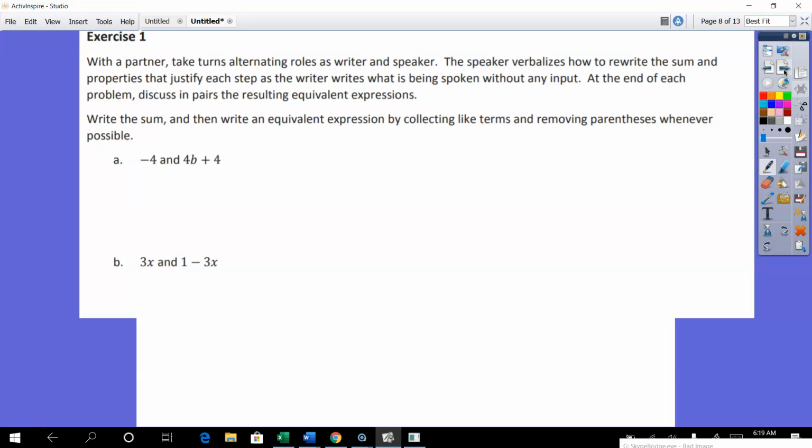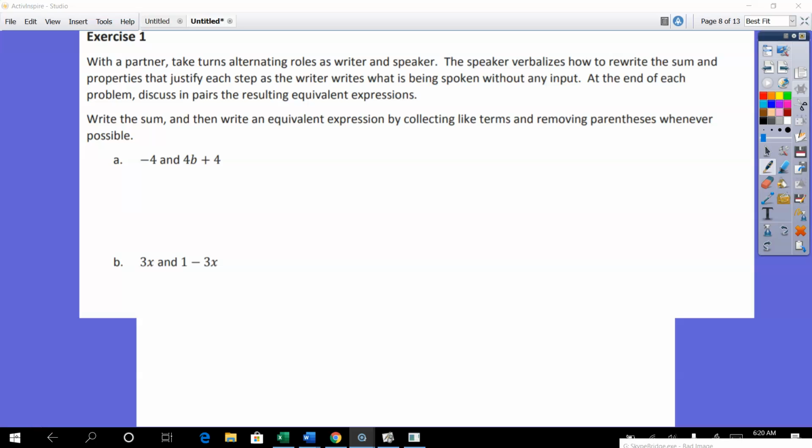Okay, so exercise 1 says with a partner, you're going to take turns alternating roles as writer and speaker. The speaker verbalizes how to rewrite the sum and properties that justify each step as the writer writes what is being spoken without any input. At the end of the problem, discuss in pairs the resulting equivalent expressions. So write the sum and then write the equivalent expression by collecting like terms and removing parentheses whenever possible. Okay, so this is just like what we just did in our examples.